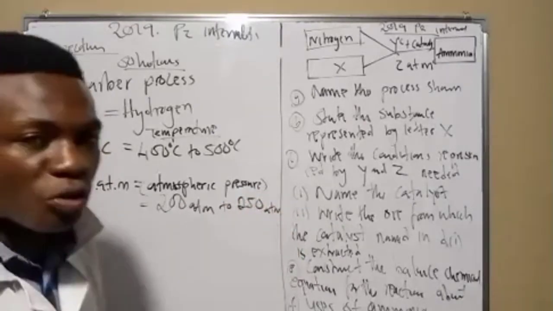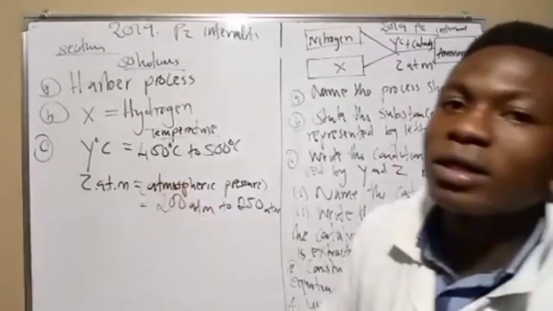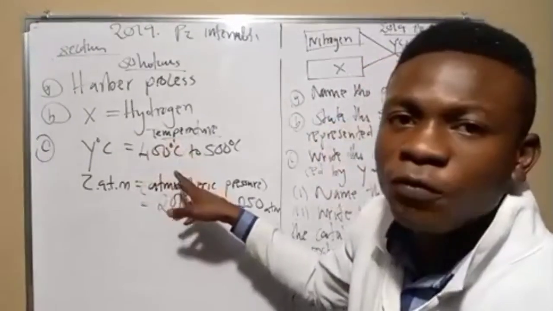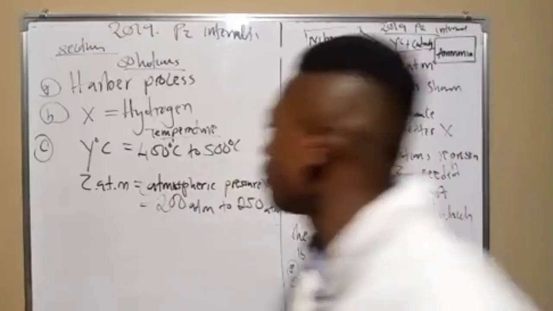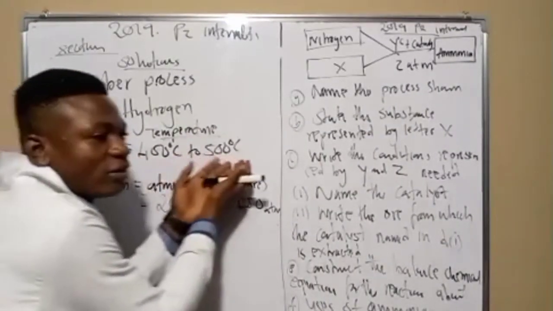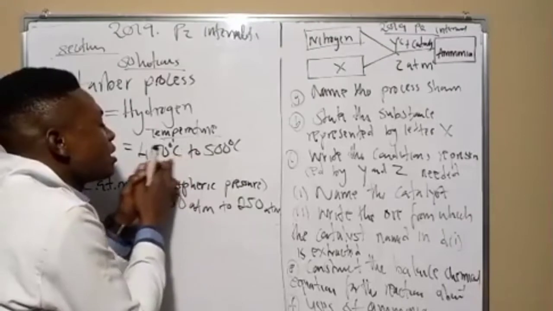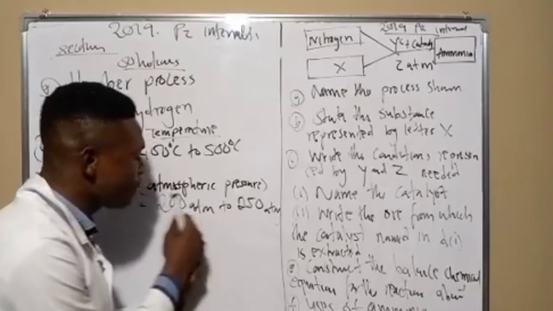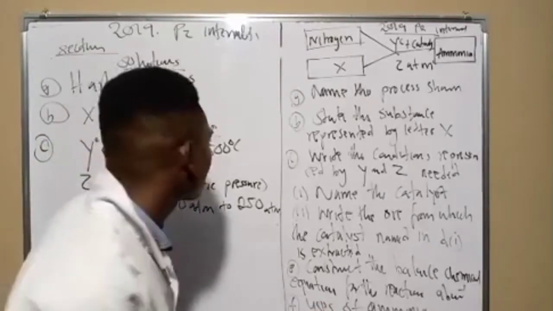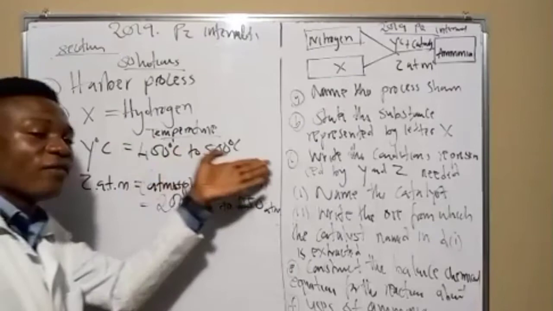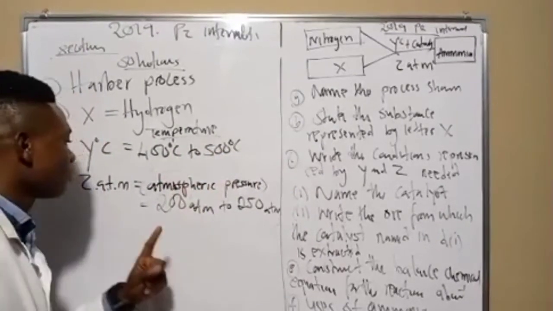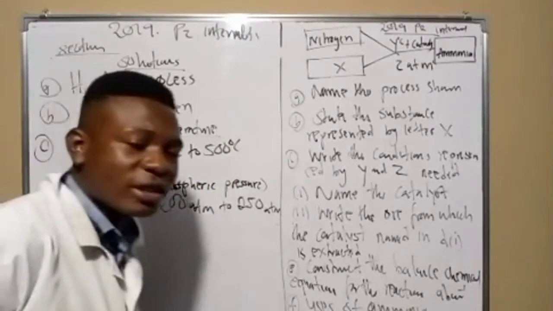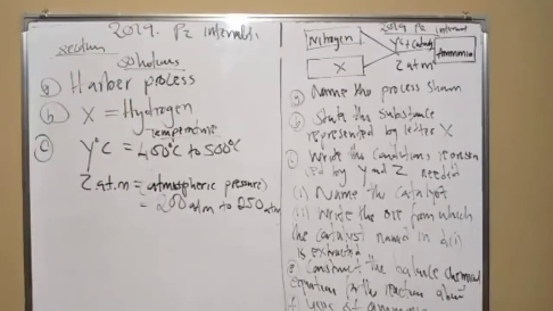So when you write 401, they'll give you a mark. When you write 402, they'll give you a mark, because it's between 400 and 500. Everything between this, it can be 450, they'll give you a mark. Between 200 to 250, it can be 210, 220, they'll give you a mark. But the condition is from 400 to 500 degrees Celsius for the temperature, and the atmospheric pressure is 200 atm to 250 atm. Are you following? Yes. Let's go to I.